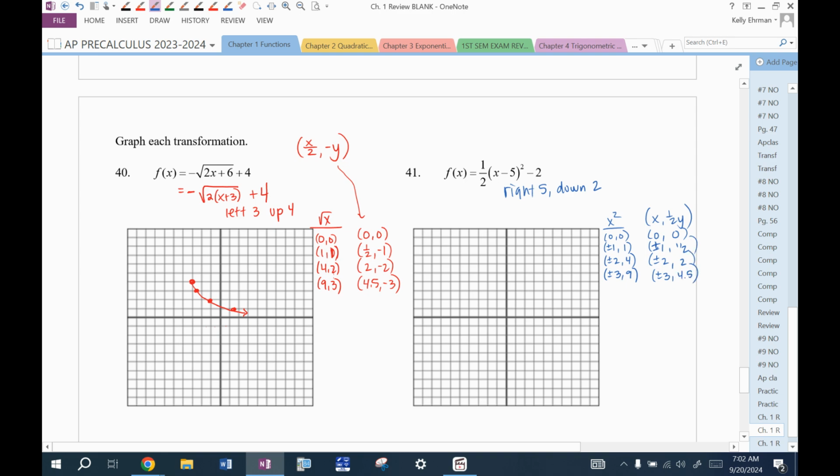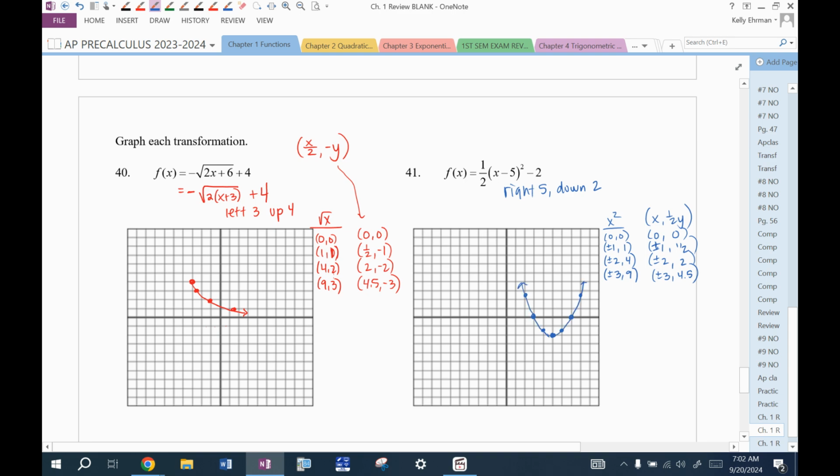All right. So 0, 0 is going to go right 5 and down 2. Let's use that trick that we did before. Instead of going to 1, 1/2, and then traveling right and down, just from the vertex, from where your vertex is, go right 1, up 1/2, and go left 1, up 1/2. From the vertex, go right 2, up 2. Vertex left 2, up 2. And then go right 3, up 4.5, and same thing on the other side.